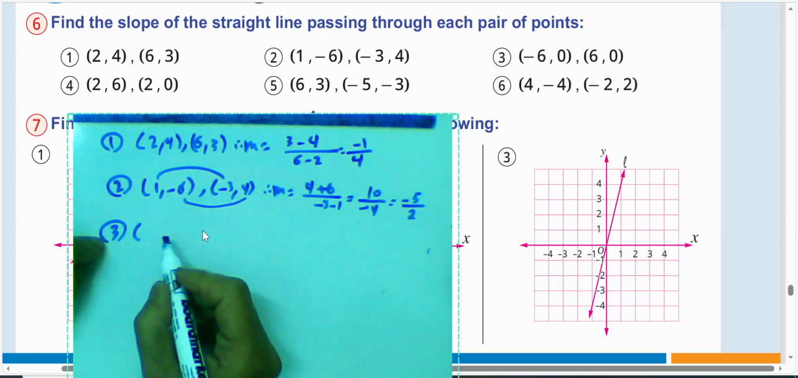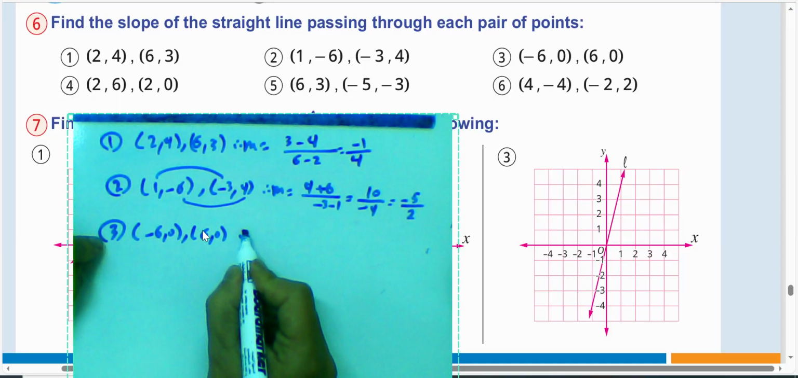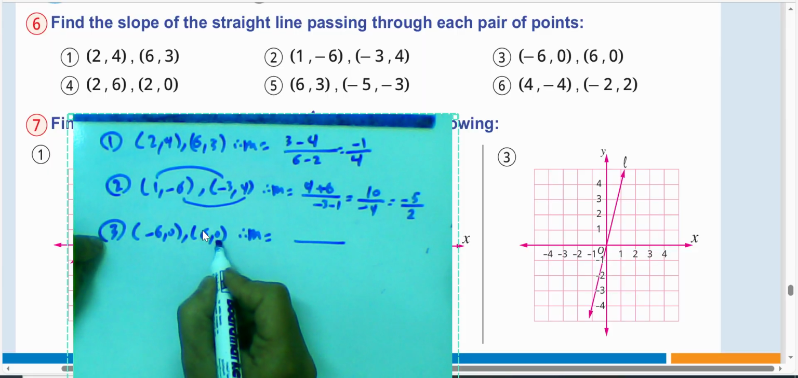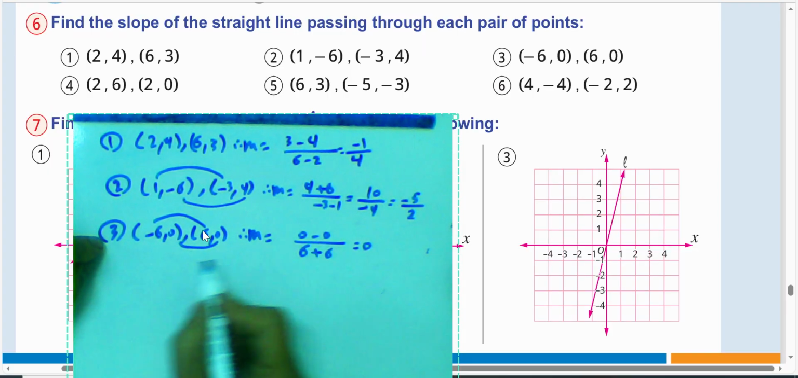Question number 3, we have points (negative 6, 0) and (6, 0). The slope will be equal to 0 minus 0 over 6 plus 6, the result will be 0.